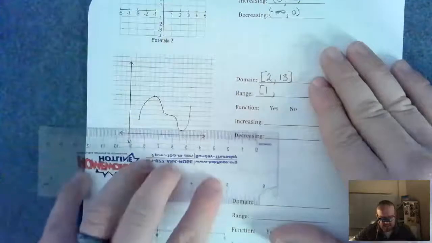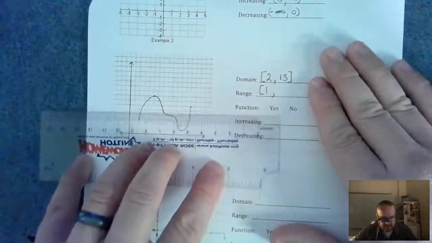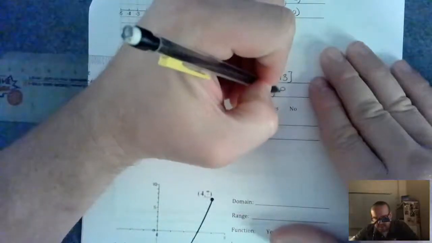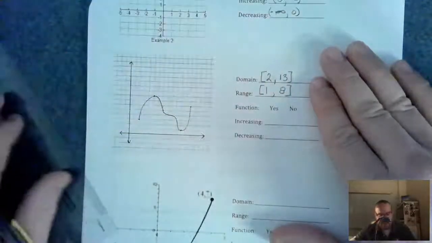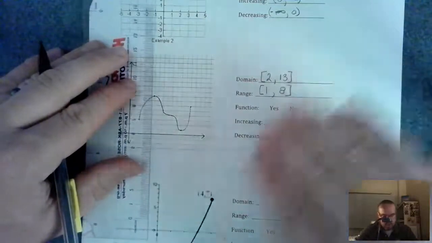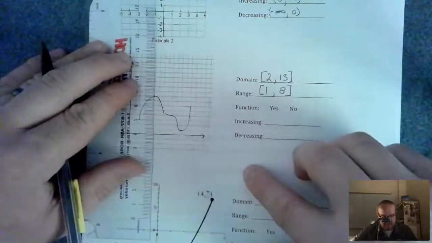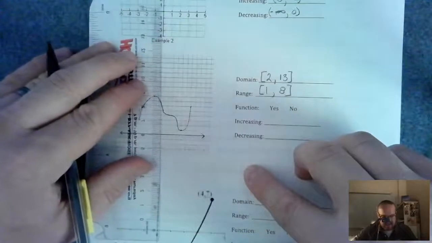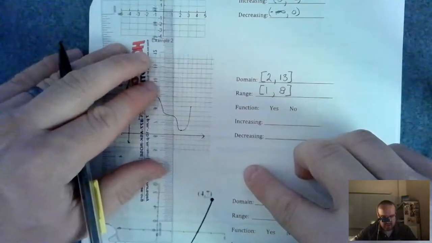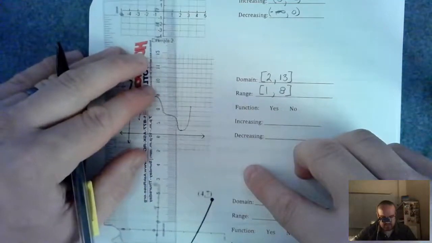And then I want to count it up here. 2, 3, 4, 5, 6, 7, 8. So 1 to 8. Again, it has to pass the vertical line test. It looks like there's only one part of the line here that's touching it. Right there, it kind of gets a little iffy, but it doesn't touch it more than once. Same right here. It doesn't touch it more than once. Okay, so we're good. It's a function.